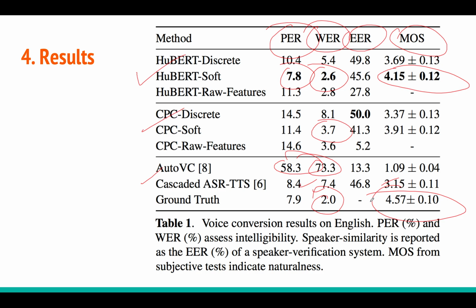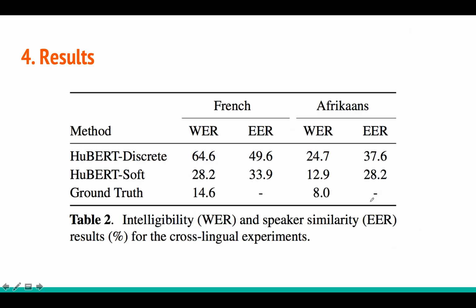So this is the intra-language experiment. Coming to the inter-language or cross-lingual experiment, you have French here, you have Afrikaans here, and discrete. If you use the discrete units, you will get very bad WER and PER, both for Afrikaans and French. If you use the soft units, your WER improves really well, and ER is okay. And coming to Afrikaans, again the WER goes down from 24 to 12. And in the case of ground truth, you have 14.6 for French and 8.0 for Afrikaans.